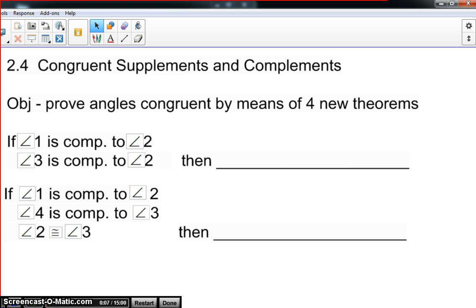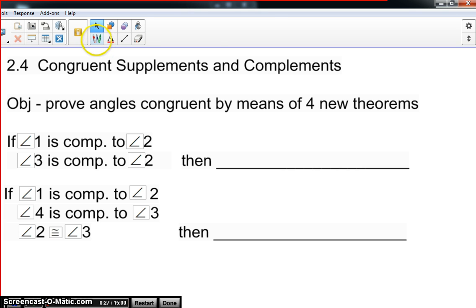Today we're talking about section 2.4, which is congruent supplements and complements. We're going to be focusing specifically on four theorems that are going to be able to prove congruent angles. They're really broken down into two similar ones talking about complementary and supplementary. The first one relates to complementary angles.